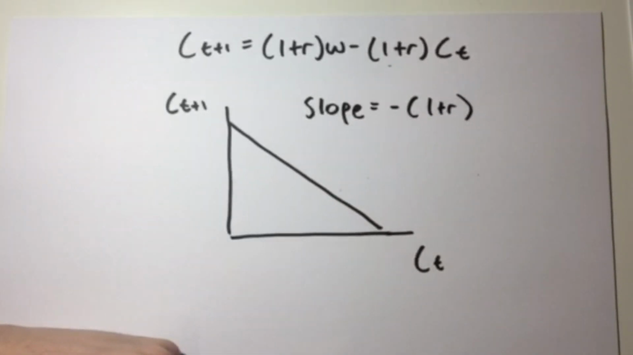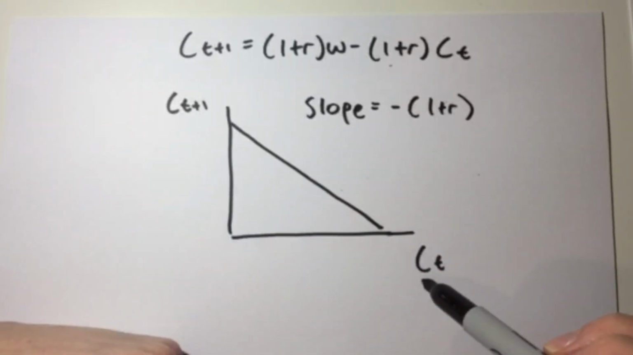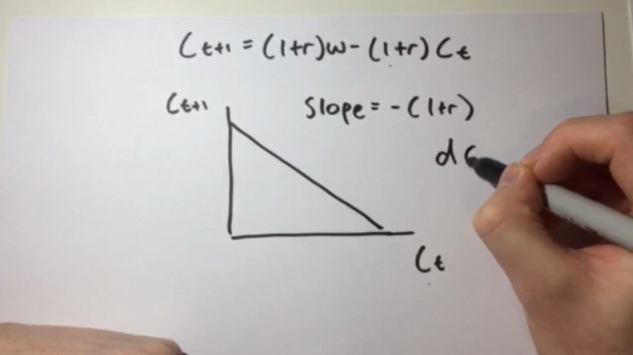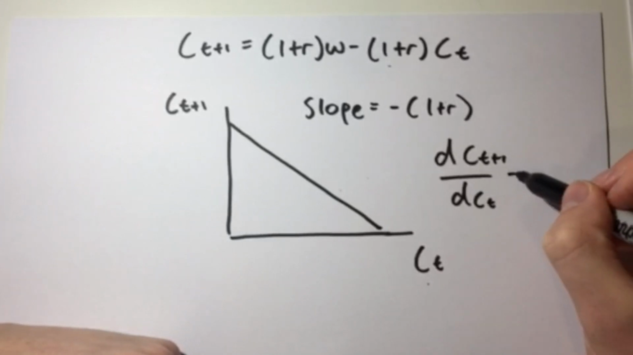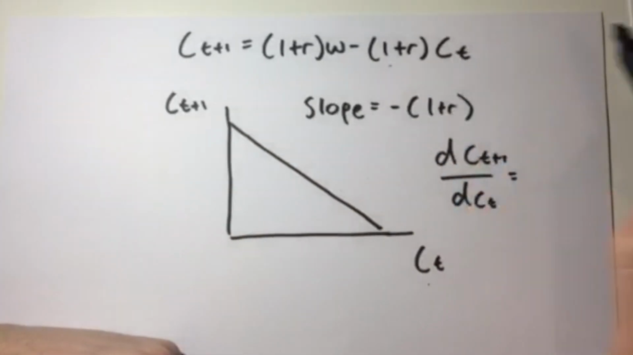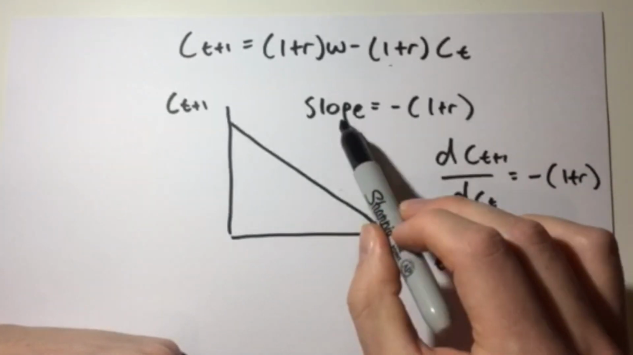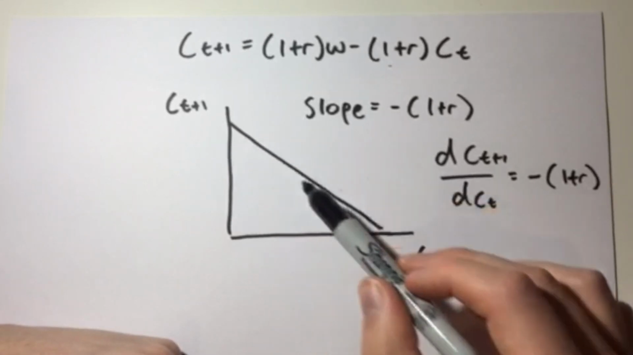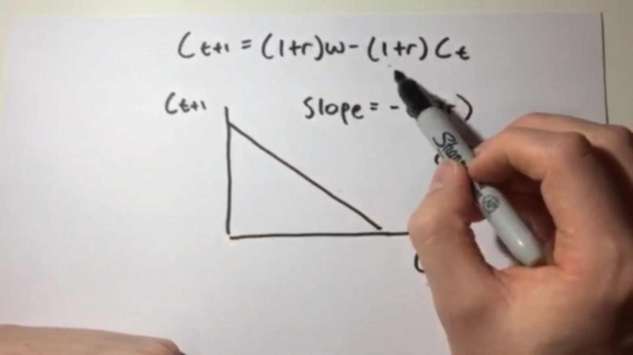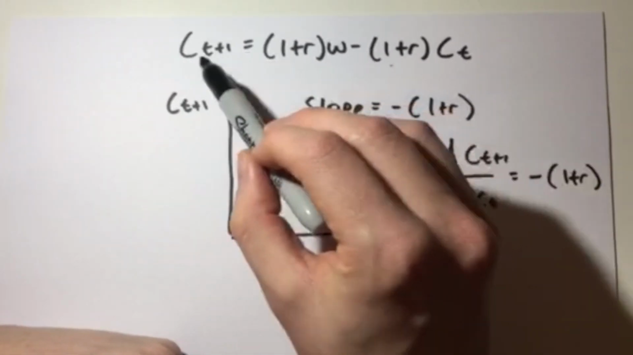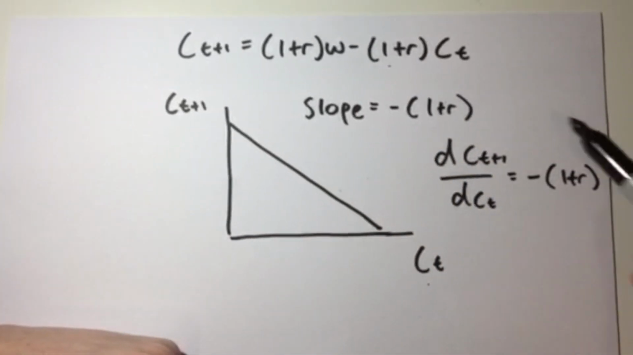Because the slope of our budget constraint is just going to be how C_{t+1} changes when C_t changes. So in other words, the derivative of C_{t+1} with respect to C_t, which is differentiating this function with regards to C_t, and we're just going to get minus (1 plus the interest rate). So that's the slope of our budget constraint here. So when we change C_t, C_{t+1} is going to change by this. And this equation right here makes the intuition behind that a bit easier to understand.